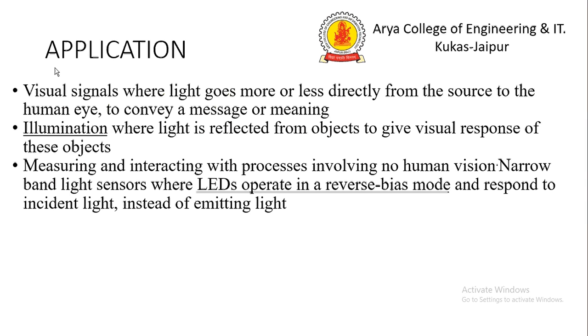instead of emitting light. So basically, visual signal where light goes more or less directly from the source to the human eye to convey a message or meaning. Illumination, where light is reflected from objects to give a visual response of these objects. Measuring and interacting with processes involving no human vision. Narrow band light sensor, where LEDs operate in a reverse bias mode and respond to incident light instead of emitting light.